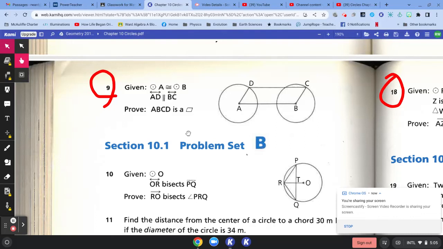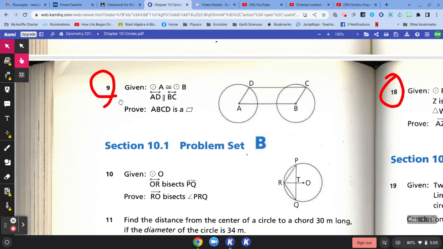Hi, this is Mr. Ward, and here is some more on Chapter 10, Section 1 of Circles Geometry. I'm going to start with number 9 now, because I just did a little bit on 4, 6, and 7, I think it was, at any rate.